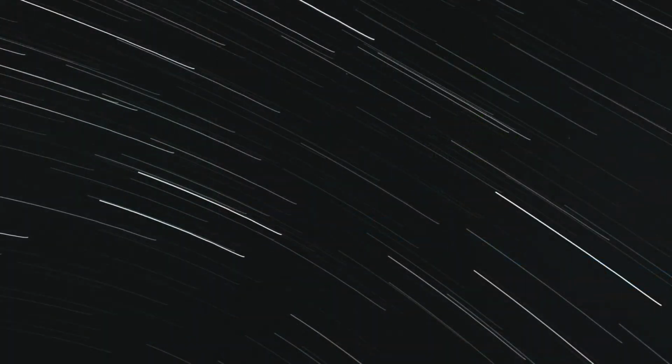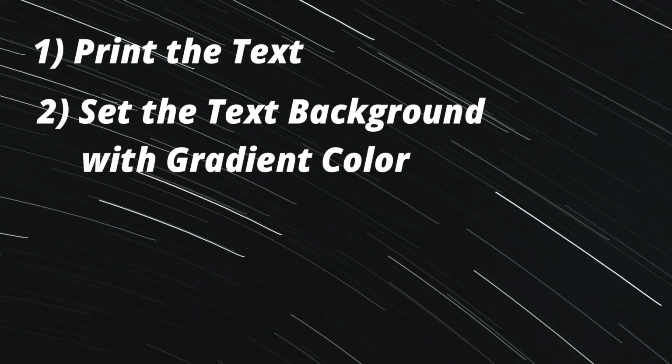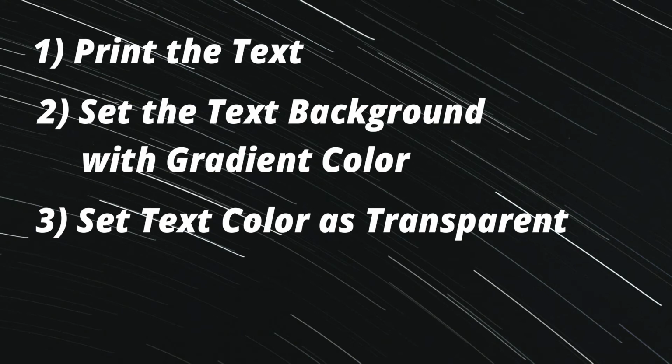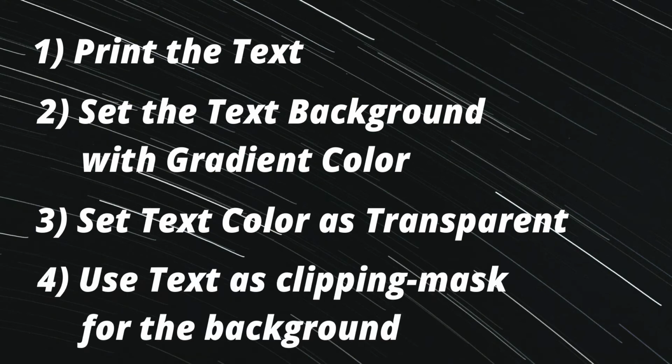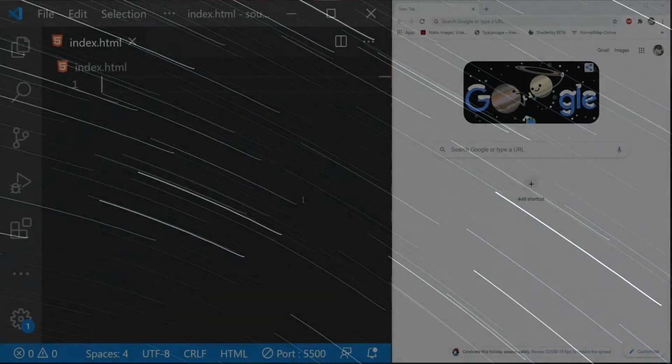So, the basic idea behind gradient colored text is to first write some text that you want to have a gradient color. Next, set the text background with the gradient color that you want to use. After that, set the text color as transparent. And finally, clip the background by using the text as a clipping mask. By doing this, the entire gradient background will not show, but only the area which is under the transparent text will show. And in this way, we can have a beautiful gradient colored text in our web pages.